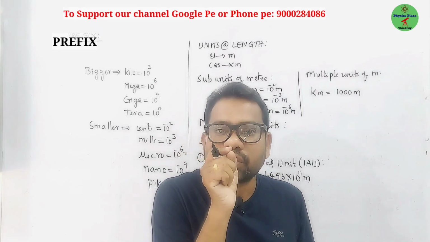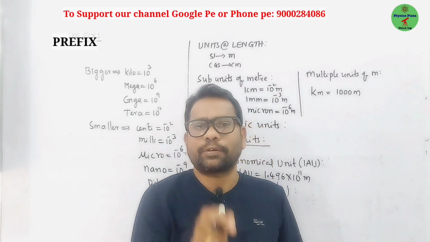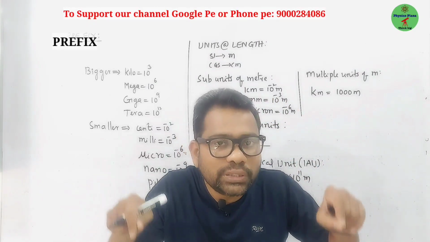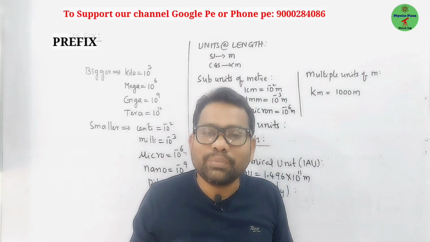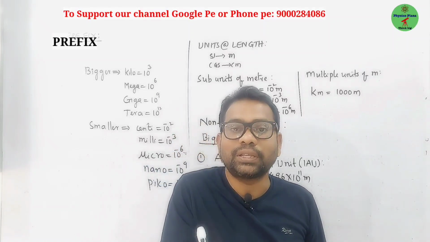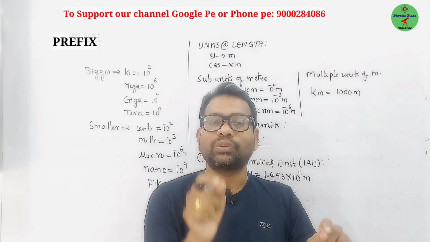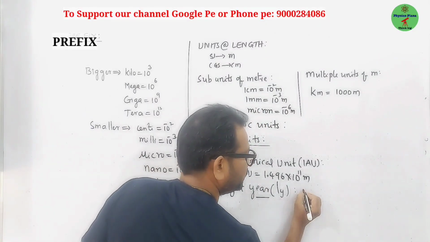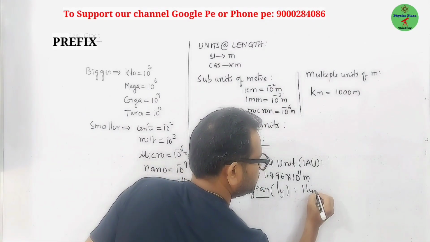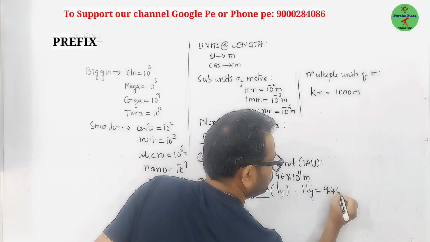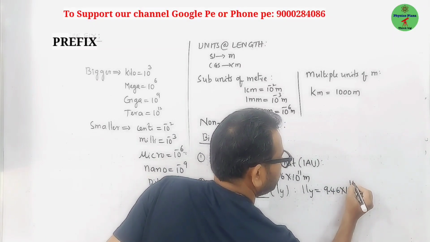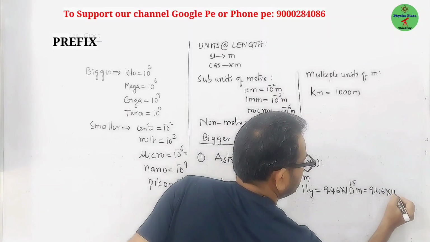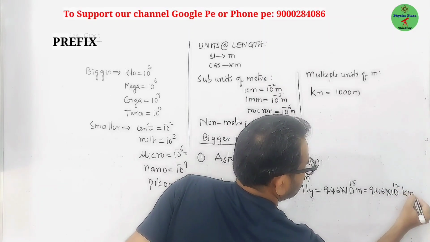We know that light can travel 3 lakh kilometers in 1 second. As it travels 3 lakh kilometers in 1 second, can't we measure the distance traveled by light in 1 year? We can. The distance traveled by light through vacuum in 1 year is called a light year. Its value is 1 light year equal to 9.46 into 10 to the power of 15 meters, or 9.46 into 10 to the power of 12 kilometers.